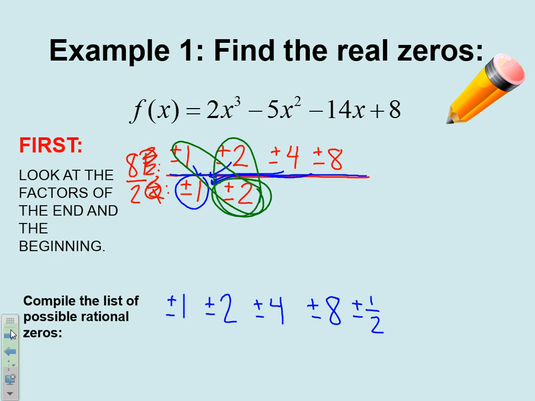What about 2 divided by 2? Well, that's 1. That's already in the list right here, so we don't need to list it again. What about 4 divided by 2? Well, that's 2. That's still in my list here. And what about 8 divided by 2? That's 4, and that's already in my list here. So what we've done is generated a list of possible numbers: positive 1, negative 1, positive 2, negative 2, positive 4, negative 4, positive 8, negative 8, positive 1/2, negative 1/2. All of these are possible hints that we can use to help us start solving this polynomial.